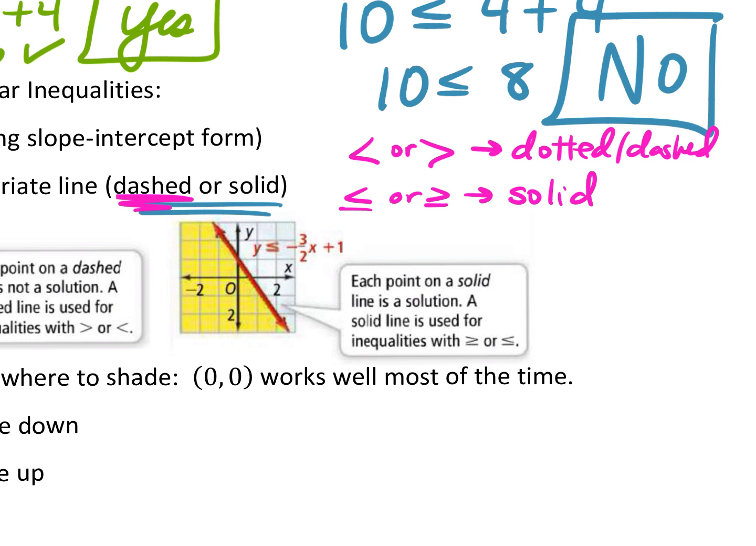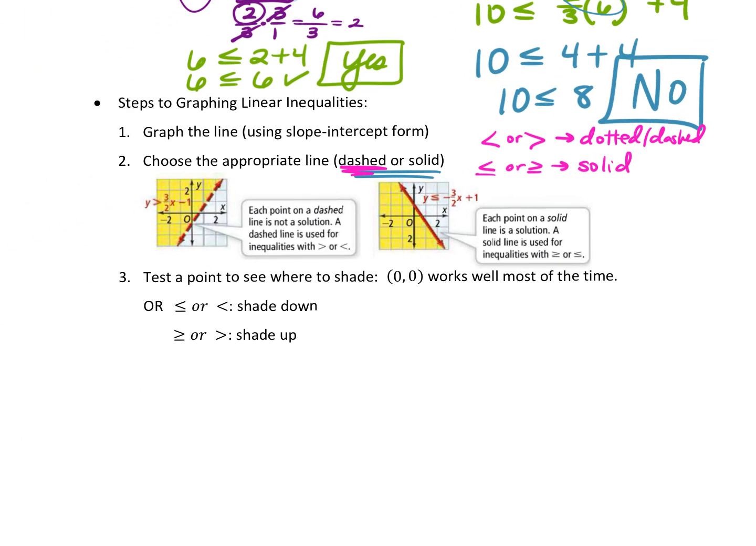Does anyone think they understand why one would be dotted and one would be solid? Yeah. It's like when we did the dots. Because it's open and closed. It's just like the open and closed dots when you're graphing. The solid line means that line is part of your solution. The dotted line means the line itself is not part of your solution, but everything above or below it is. So let's take a look at this.